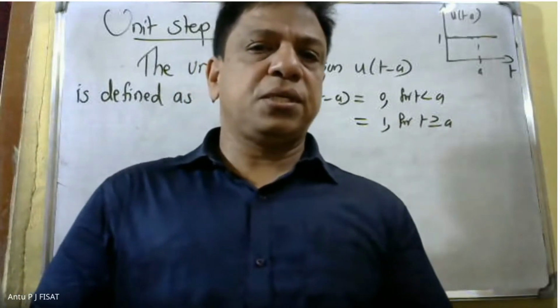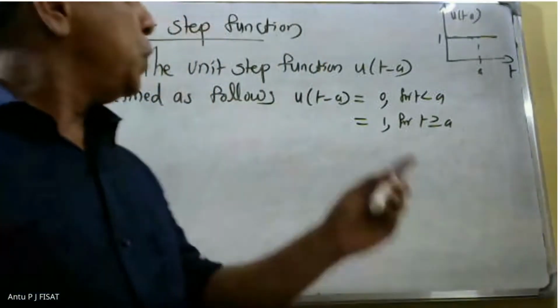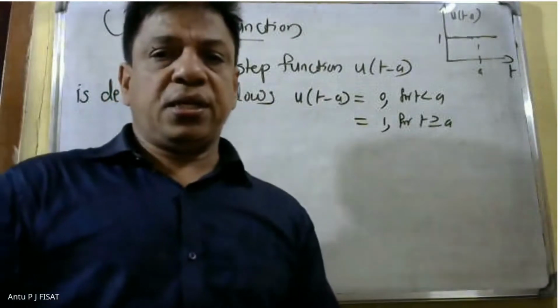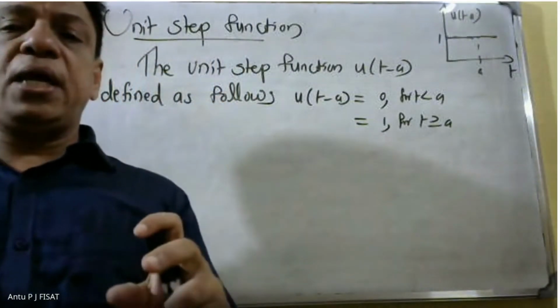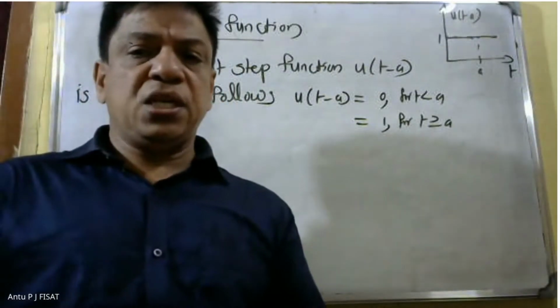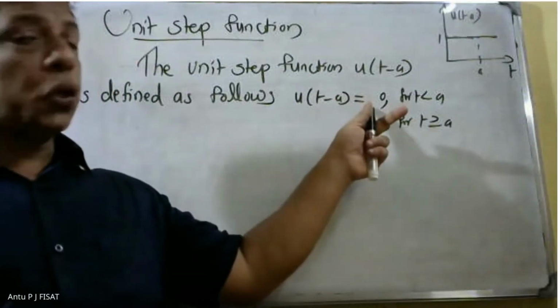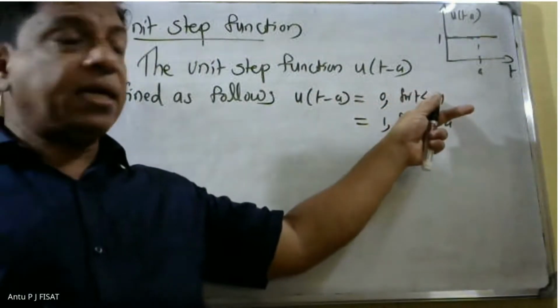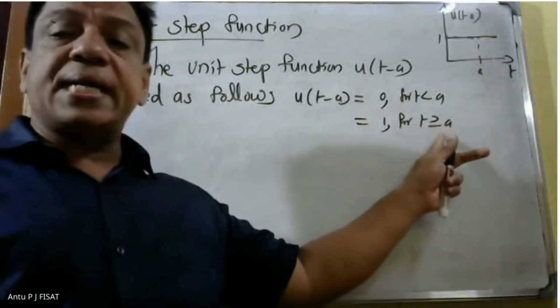Good morning, students. Today we will discuss the unit step function. The unit step function is represented by u(t - a). u(t - a) is equal to 0 for t less than a and 1 for t greater than or equal to a.